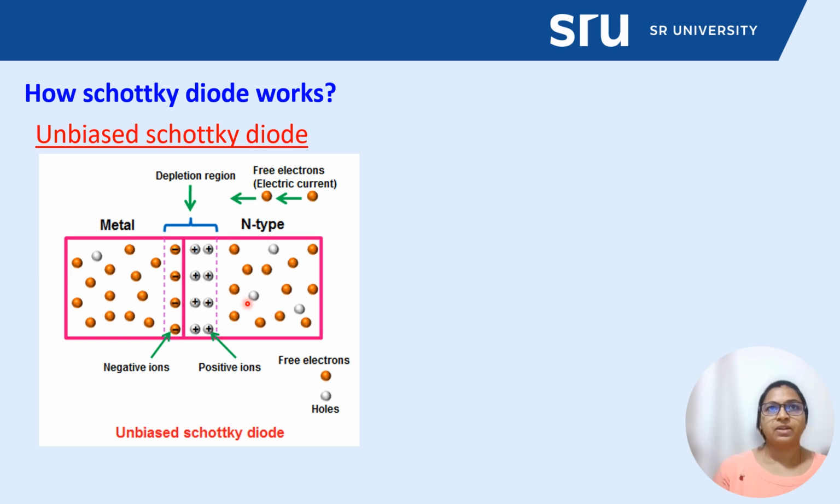So basically the atom that loses the electron inside the material will become a positive ion, whereas the atom on the metallic side, this side, that gains electrons at the metal junction will become a negative ion. Thus positive ions are created at the n-side junction, and negative ions are created at the metal junction.